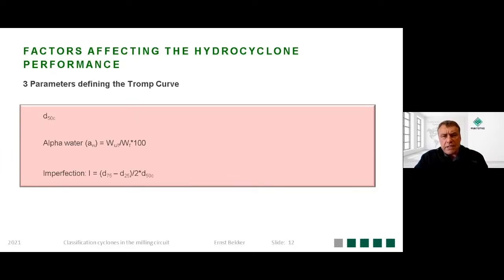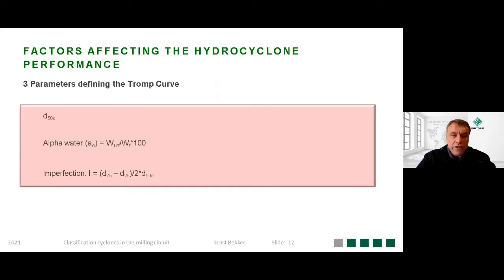So three parameters define the curve. It's the cut point, the bypass water, and the bypass water or the alpha water is defined as water in the underflow divided by water in the feed. So effectively what we're saying is your water in the underflow needs to be as small as possible and the water in the feed needs to be as much as possible. Then you've got the minimum bypass effect.